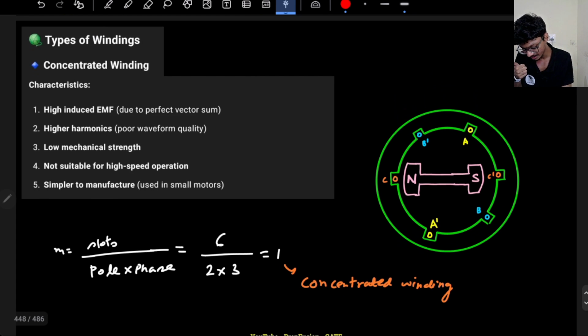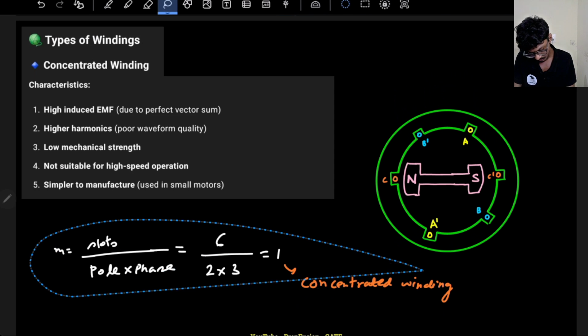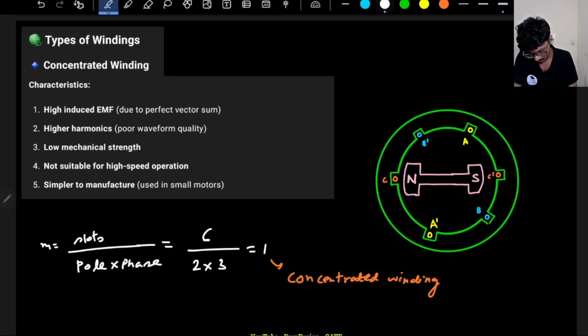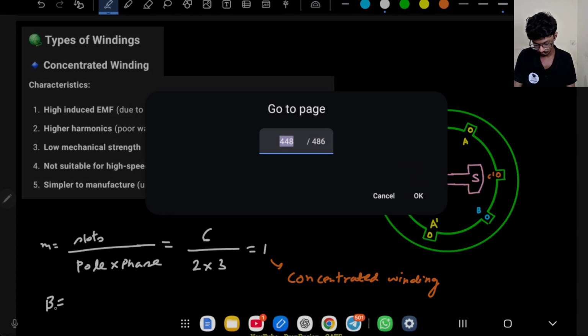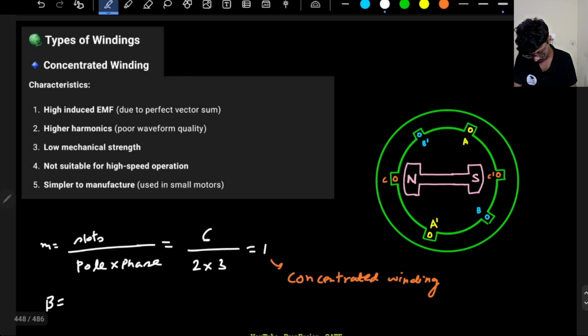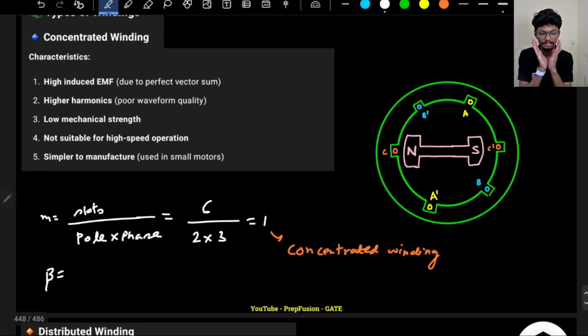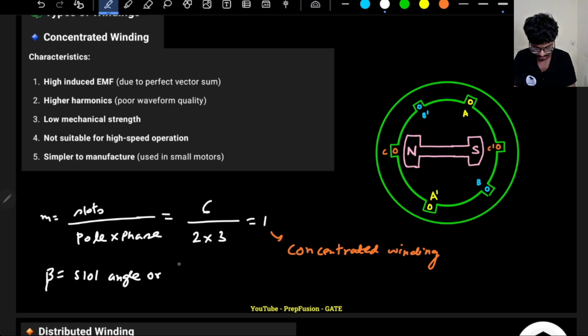Now there is one more term. That is beta. This is M, and another term is beta. All these will be used in finding the distribution factor, so this portion is actually important. So what is beta? Beta is basically the distance between the slots. Beta is the slot angle, or the displacement between the slots, also known as the slot span.